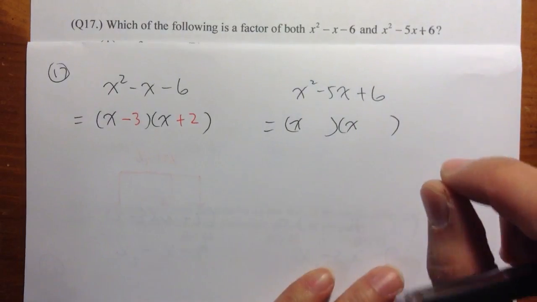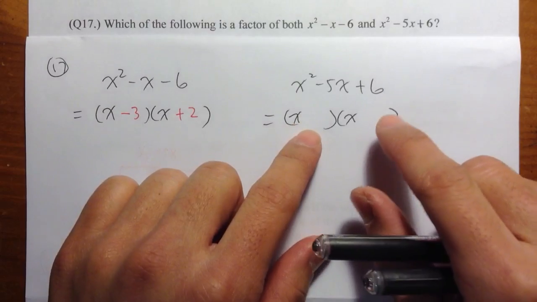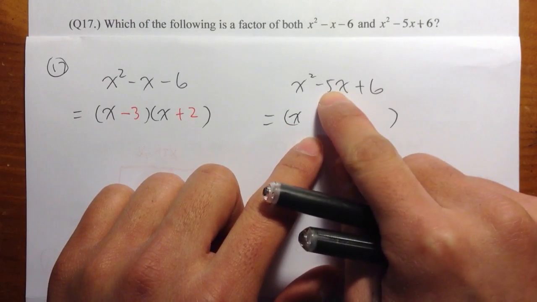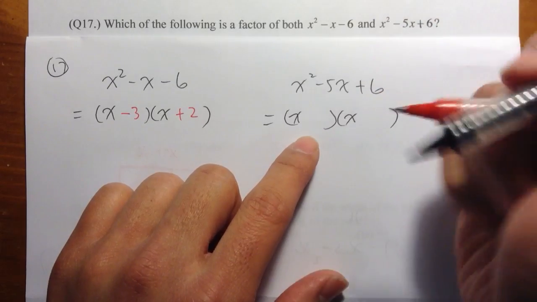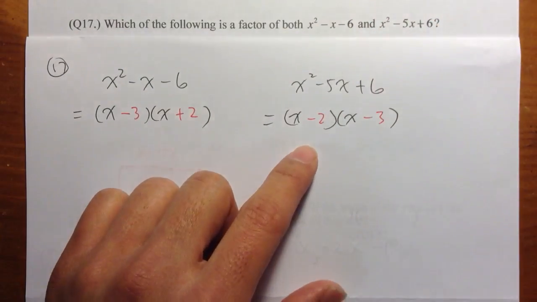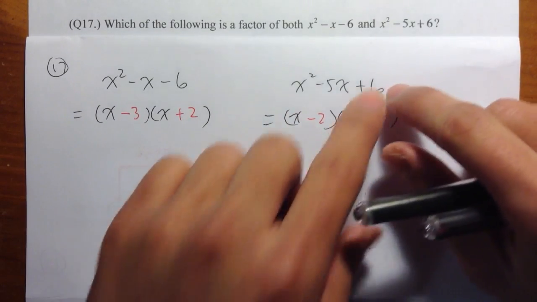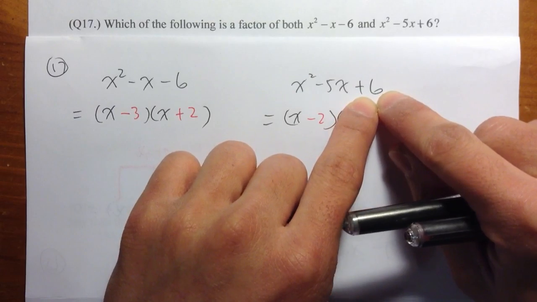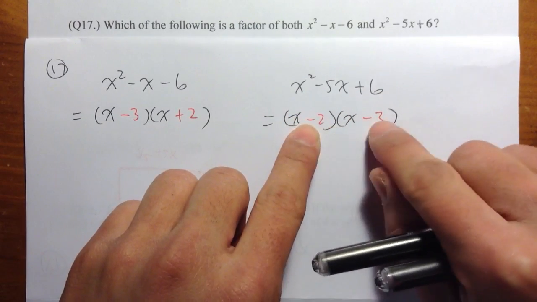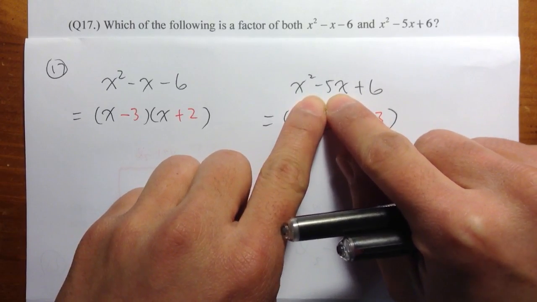I know 2 times 3 is equal to 6, but +2 and +3 together will be +5, which is not correct. I need to make sure that they are both negatives, and that will work out well. -2 times -3, they still equal +6. And then -2 and -3 together, when you add them up, they are -5.